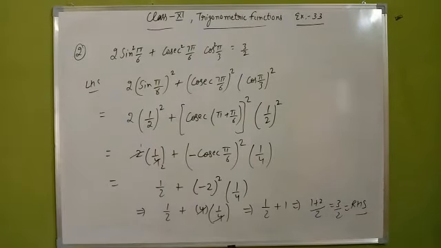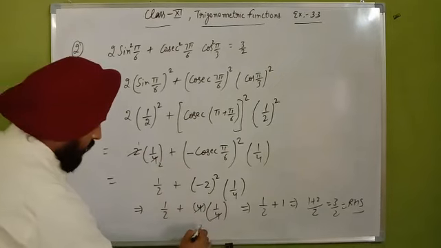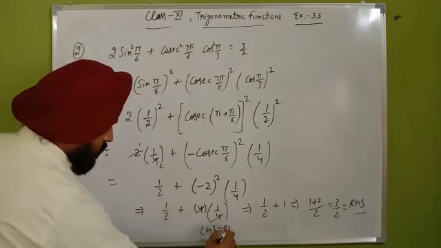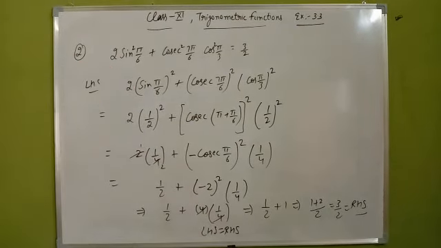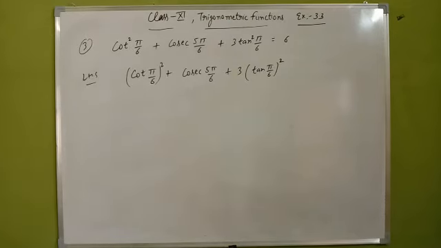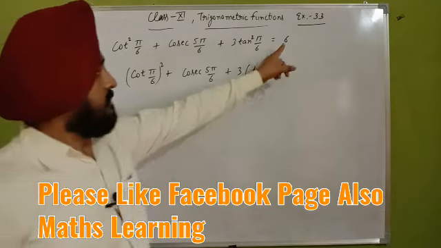So that is the, therefore right there, left hand side is equal to right hand side. So very simple question again based upon the basic concepts. Question, they have given you cot square pi by 6 plus cosecant 5 pi by 6 plus 3 tan square pi by 6 equal to 6.